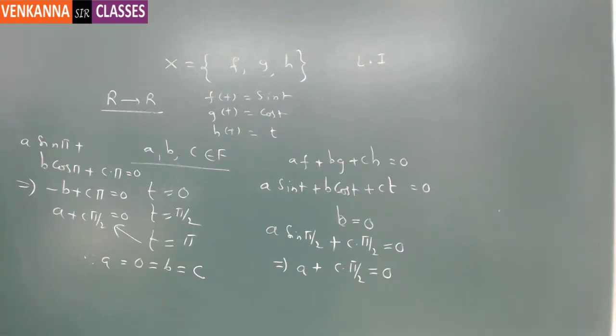Please understand that the values of t that I have considered are at our will. You can take 0, pi by 2, 45 degrees, 2 pi, 3 pi by 2, anything you can take. The only thing is, by substituting different values of t there, you will get a homogeneous system of equations. From that you should be able to deduce the values of a, b, c. Either they may be 0 or they may be non-zero. Depending upon a, b, c values, we will confirm that the set is linearly independent or dependent.